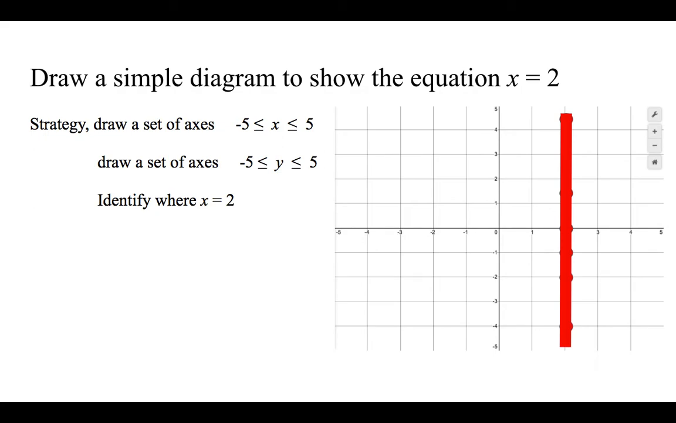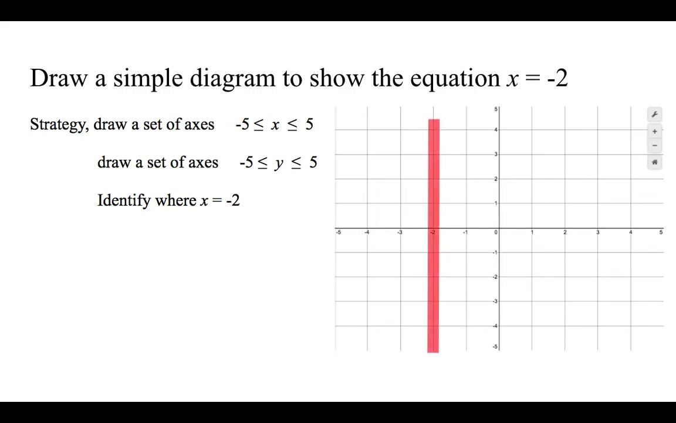Now, what about -2? What about x is equal to -2? What would this look like? Have a think. Is that what you thought? A vertical line going through all the values where x is equal to -2. X must be -2.